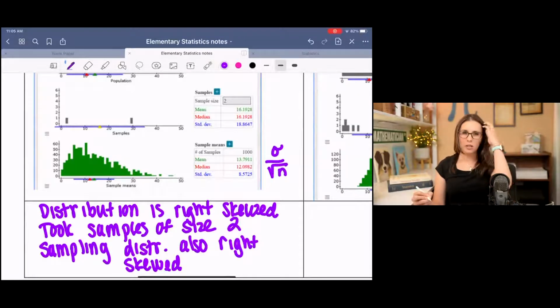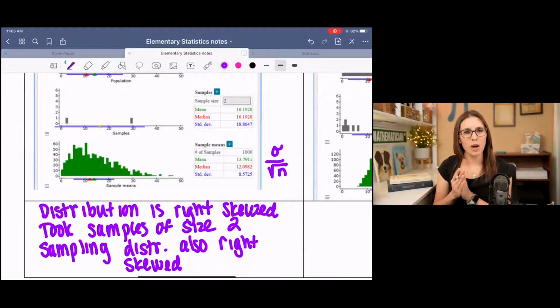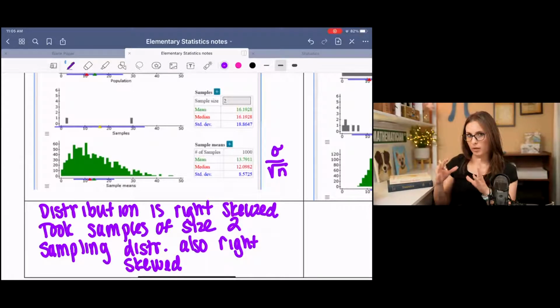When you type that in, it's slightly different decimal-wise. It might be a rounding thing, or it might be some inaccuracies because of the sample size. But that is what you're going to do to find the standard deviation of the sampling distribution.